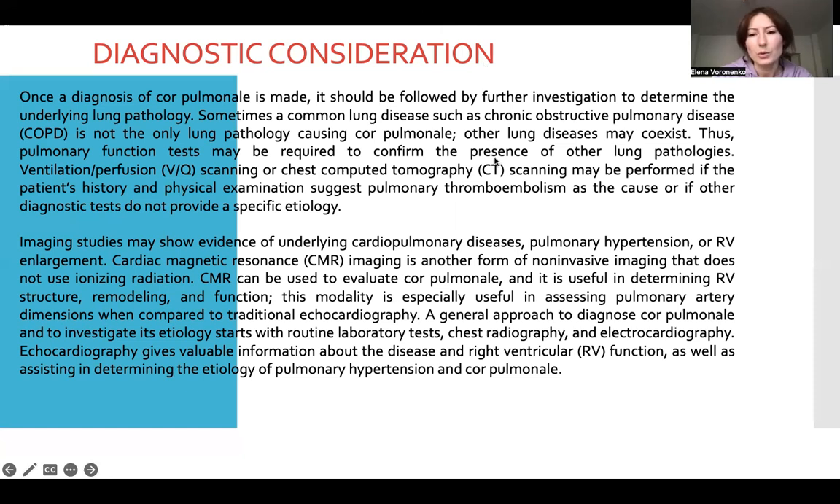A general approach to diagnose cor pulmonale and to investigate its etiology starts with routine laboratory tests, chest radiography, and electrocardiography. Echocardiogram gives valuable information about the disease and right ventricle function, as well as assisting in determining the etiology of pulmonary hypertension and cor pulmonale.